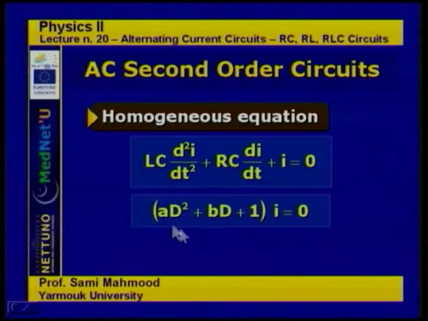And this can be rewritten as a constant a, which is LC in this case, times the differential squared. If we substitute d by dt as a differential operator, we write capital D instead of d by dt. This is a differential operator. It means d by dt. So this is D squared, this differential operator applied twice to the current I, plus b, which is in this case RC, times the differential operator D applied to I, plus 1. Here there is an operator 1 multiplied by the current I. This is equal to 0. And notice that a and b both are positive constants. LC and RC are positive constants.